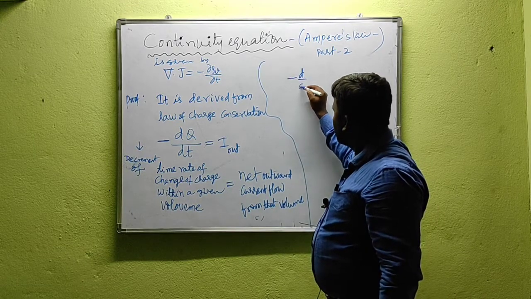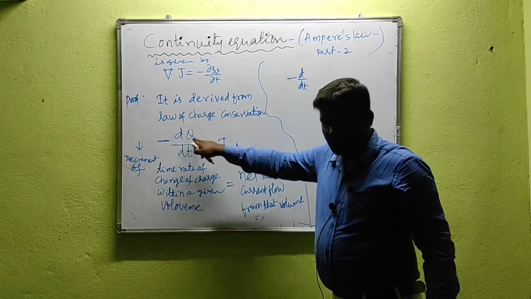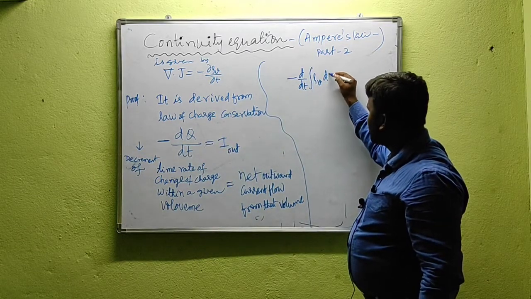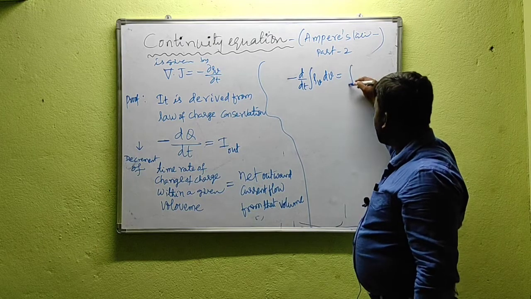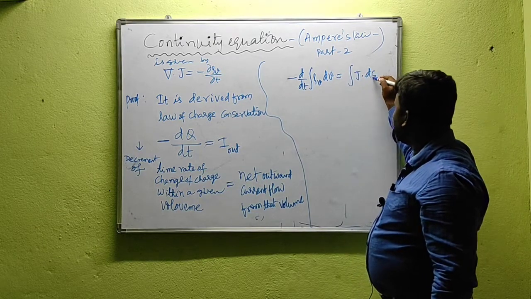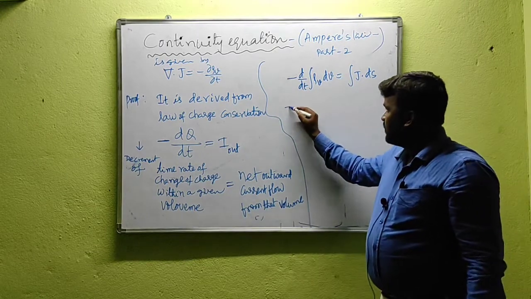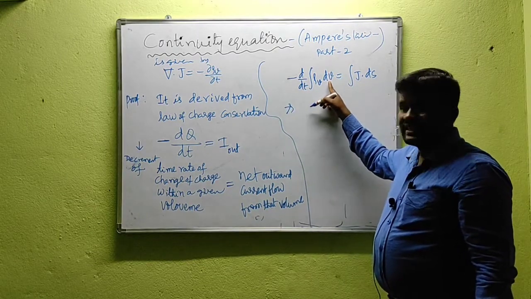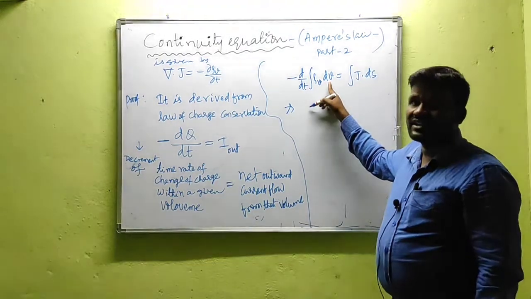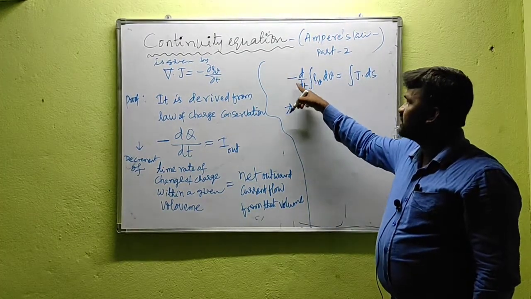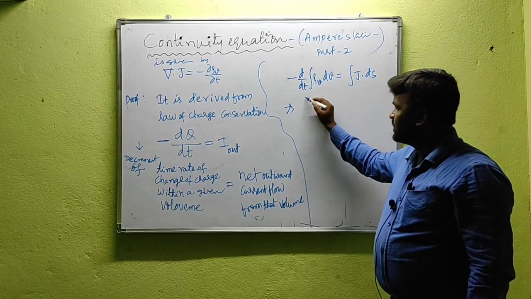Minus d by dt. As it is the charge in the given volume, we can write the volume charge, that is q, equal to integral rho v dv. I out can be written as integral J dot dS. Now dv means dx dy dz in Cartesian, which are space variables, and these are the time variables. If I want to send this to this side, we need to write this as what?